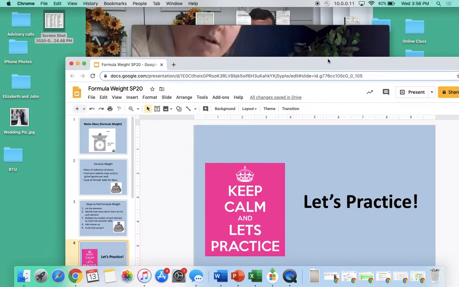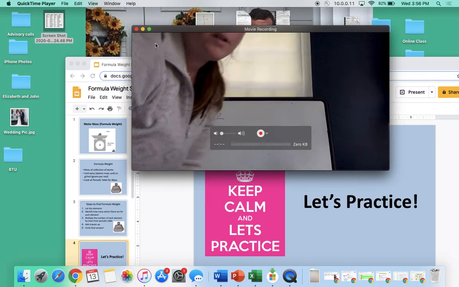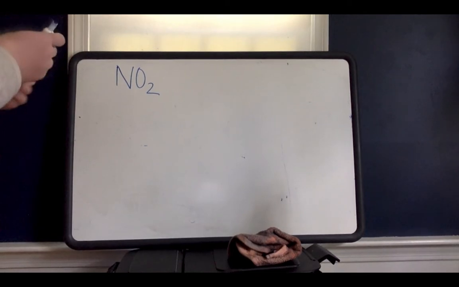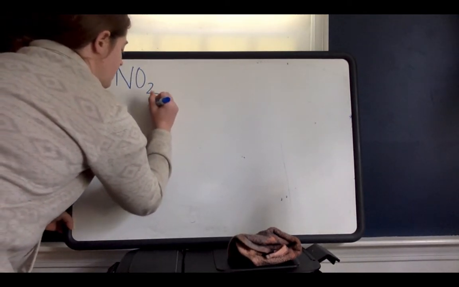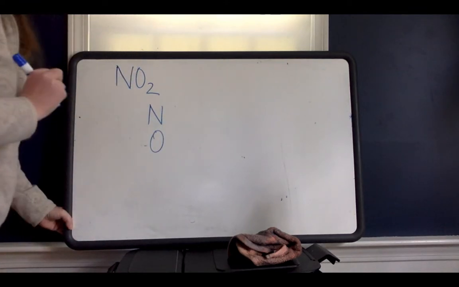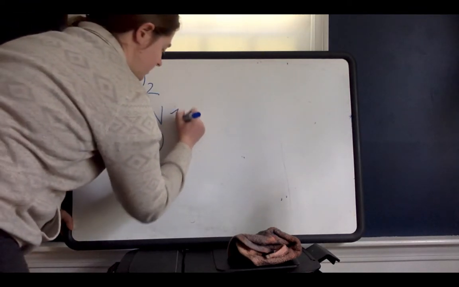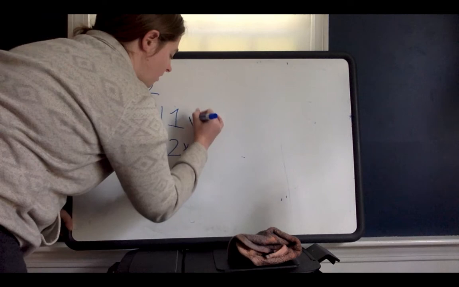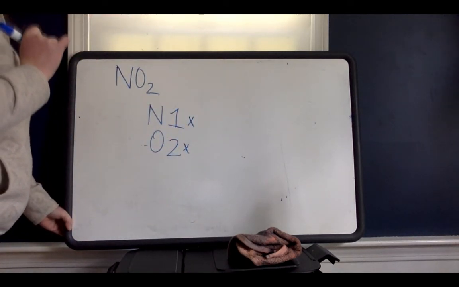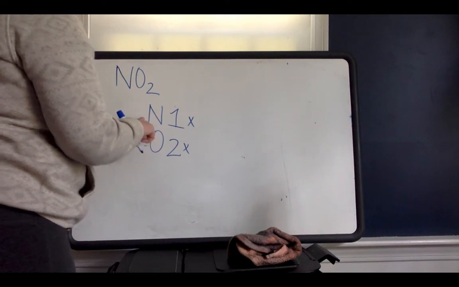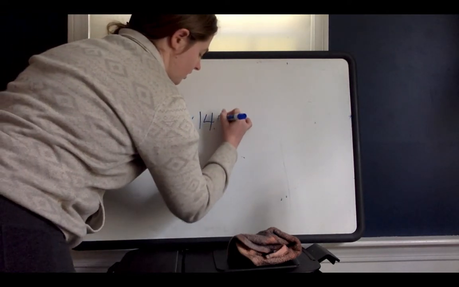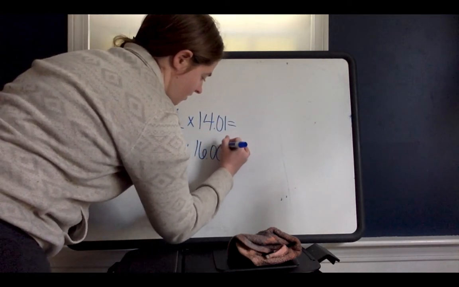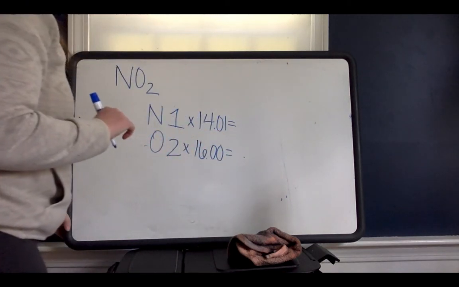Okay? Here we go. The first one that we're going to do together is NO2. So the first step is to list your elements. So we have nitrogen and oxygen. How many nitrogens are there? There's 1. How many oxygens are there? There's 2. Your second step is to multiply times the mass on the periodic table. So if you look at the periodic table, the mass of nitrogen is 14.01. The mass of oxygen is 16.00. And it's really important that we keep it at 2 decimal places here.